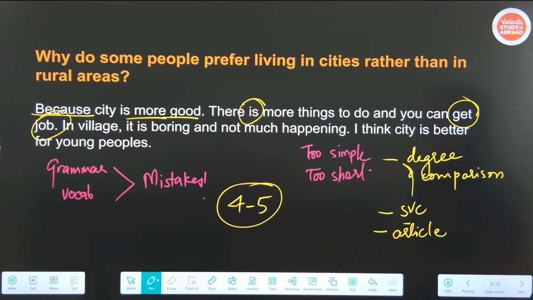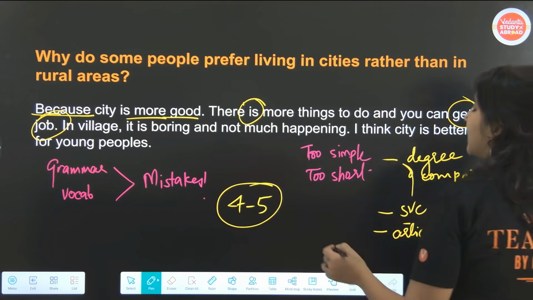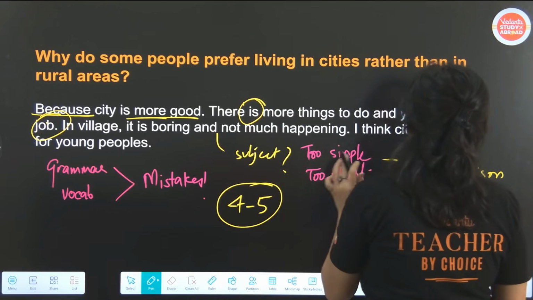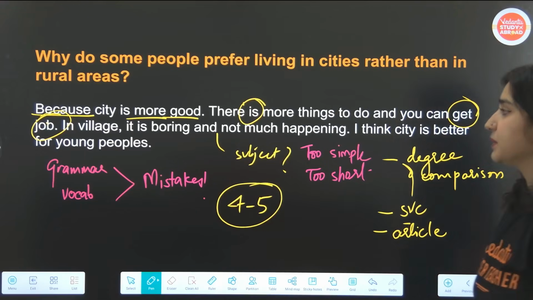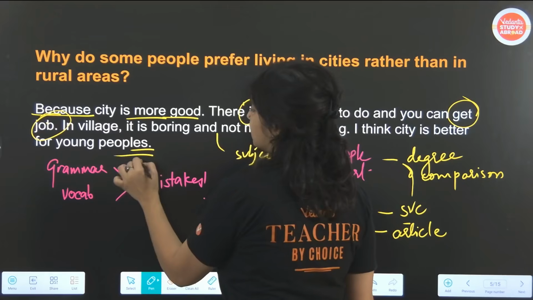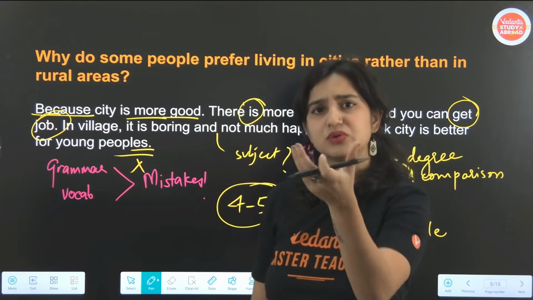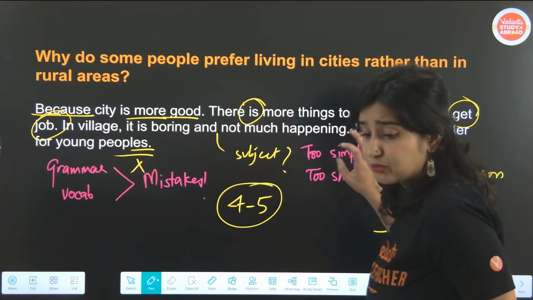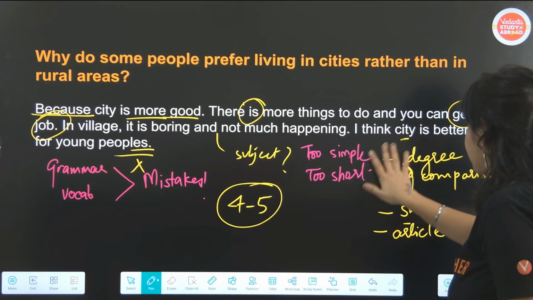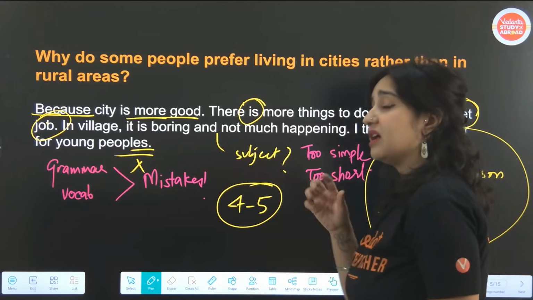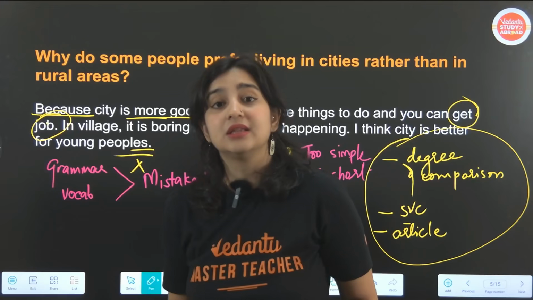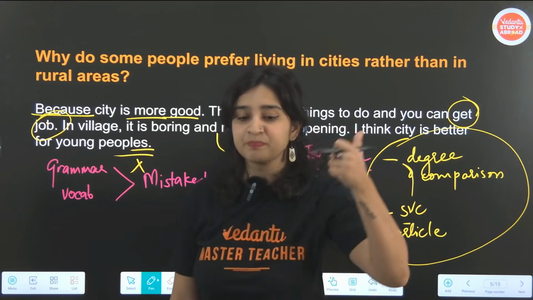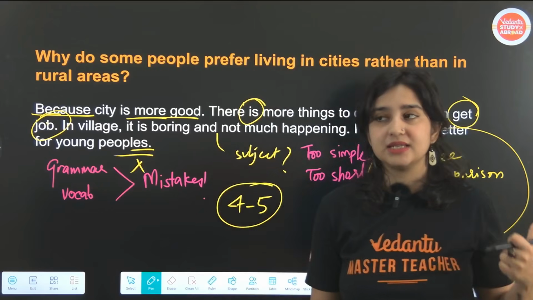"In village, it is boring and not much happening." Again, there is a lack of subject over here: "not much happening". "I think city is better for young people" - it should never be "people", so that's wrong. Many errors here that most of you can also point out, and it's a good example of what to look out for, because if you keep an eye out for these commonly made mistakes, if you have a checklist in your head, then you can go back and critically examine your response and make sure that all of this is being taken care of.